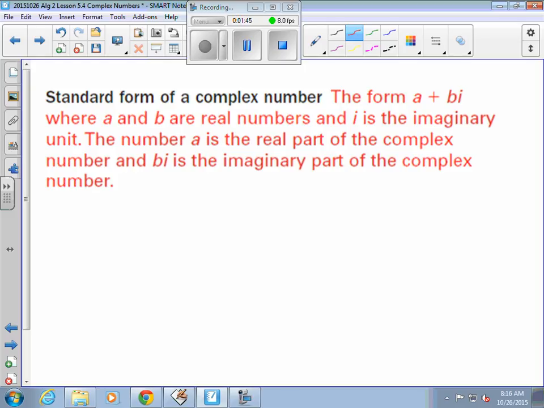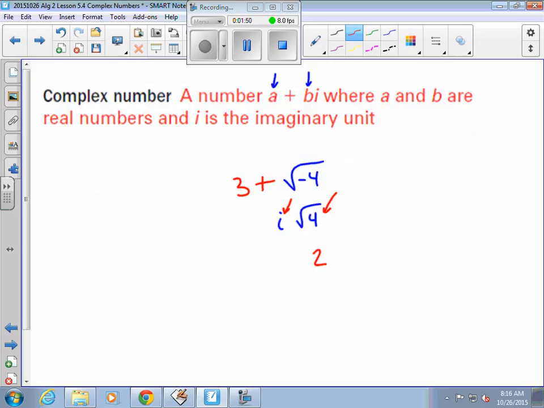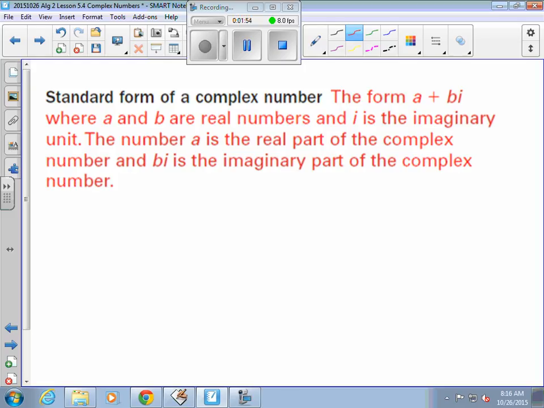So to form a plus bi, where a and b are real numbers and i is the imaginary unit, that's the same definition as this one here. The number a is the real part of the complex number, and bi is the imaginary part of the complex number. So this is the form, this is how you're going to put it, a plus bi, just like that.